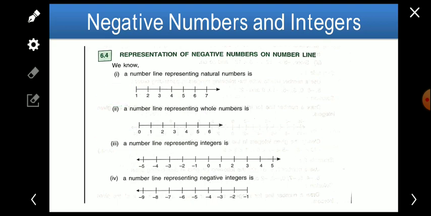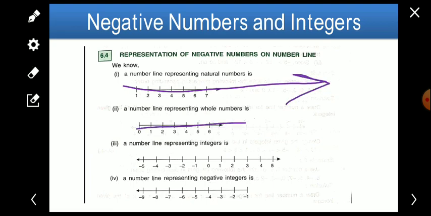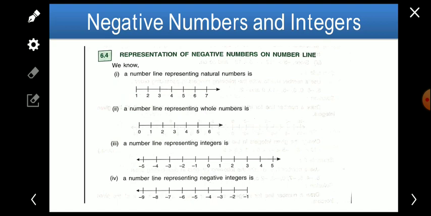That's why we don't put the arrow sign in the left direction, because it will go in one direction only. Before 1 no natural number is there, that's why the number line is not indicated in this direction. And for whole numbers, before 0 no whole number is there, that's why on the left side we will not indicate an arrow. That's why it will move in one direction only in the case of natural numbers and whole numbers.